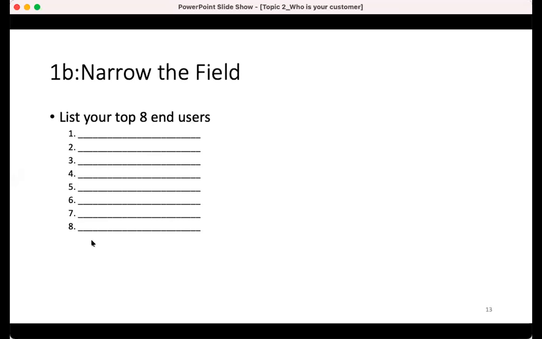Okay, so after the brainstorming, you narrow down the field towards your top 3 to top 8 customers. Because I'm just going to run through the exercise with you later, right? So this is just at a very high level. So do brainstorming. Second, narrow down the end users, right? So narrow down the field, narrow down the end users.